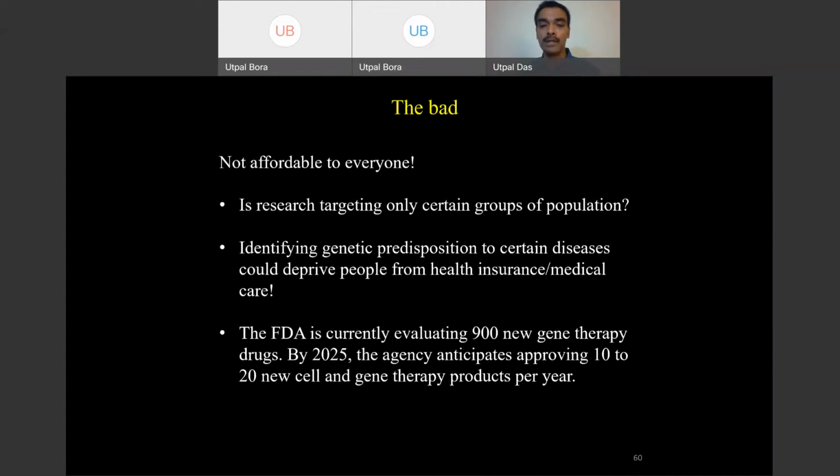They are coming into play. So these are the bad things. But the hope is that the FDA is still evaluating almost 1,000 gene therapies for different diseases, and hopefully this price tag will come down after some time.